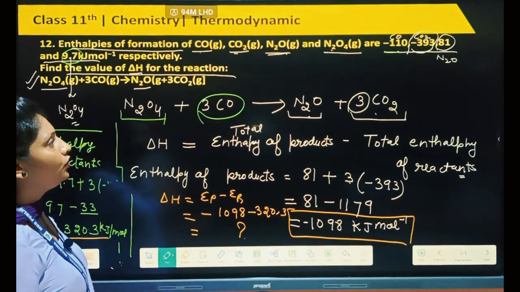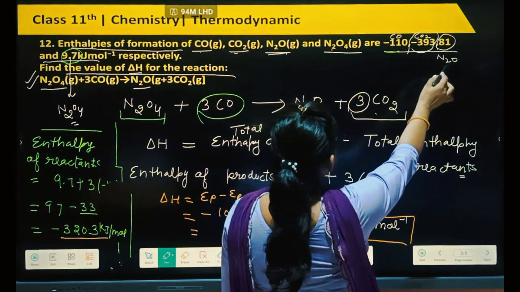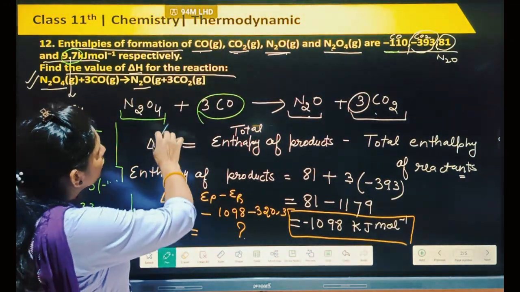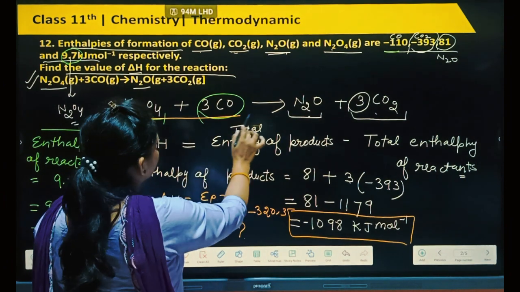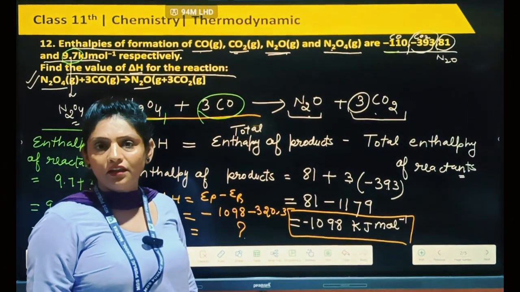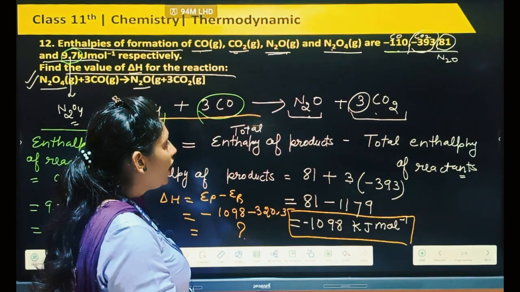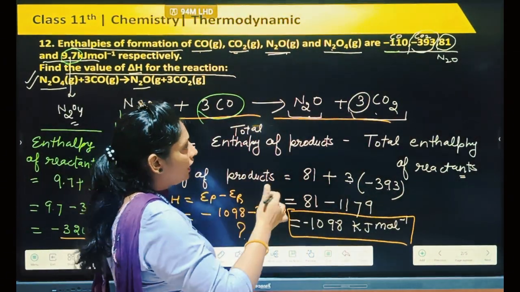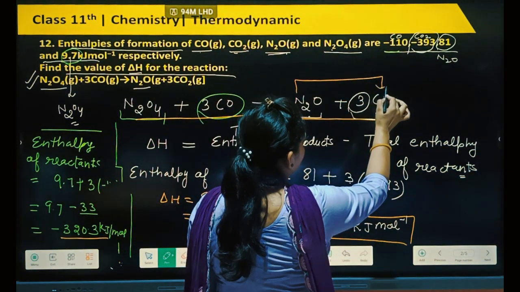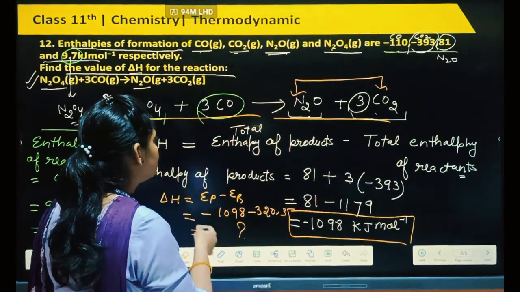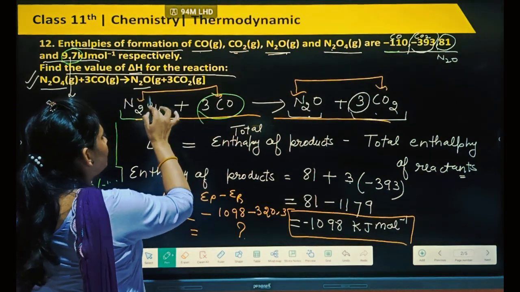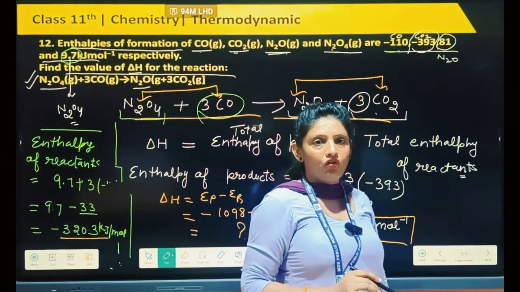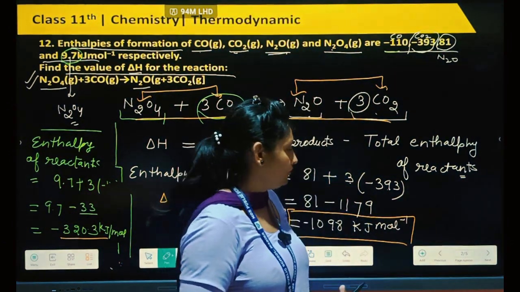So how will you do? Here enthalpies are given to us. So students, you can calculate for that. First of all, you will write the balanced chemical equation here. After writing the balanced chemical equation, you will see the total enthalpy of products minus total enthalpy of the reactant. So in this way you can calculate enthalpy change for formation of a reaction.